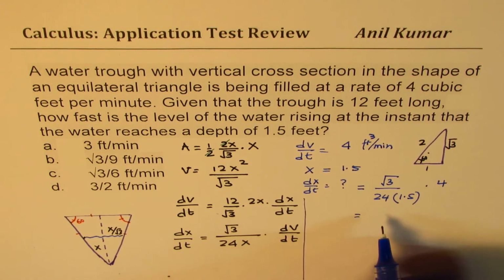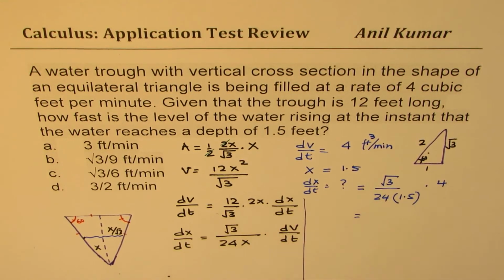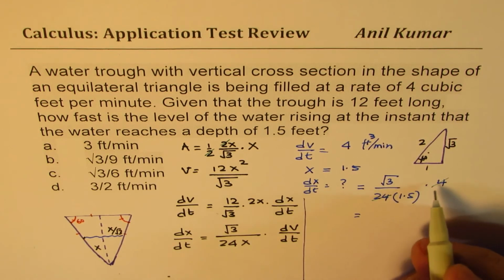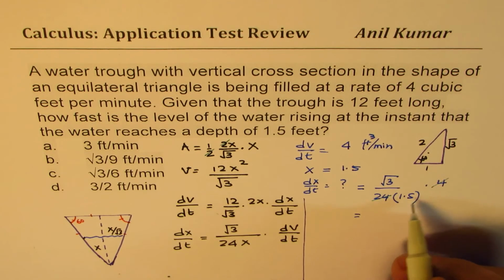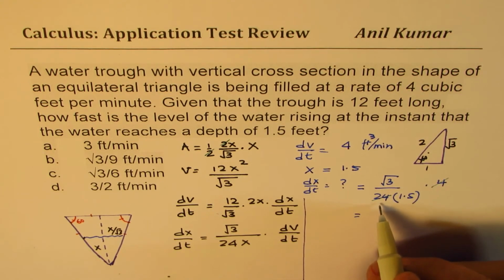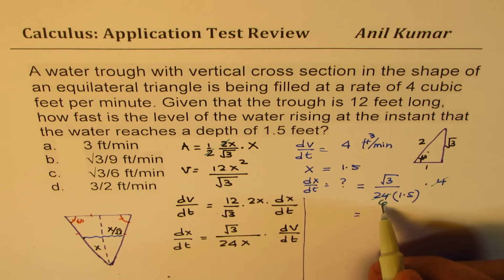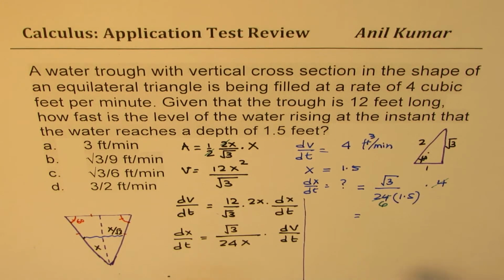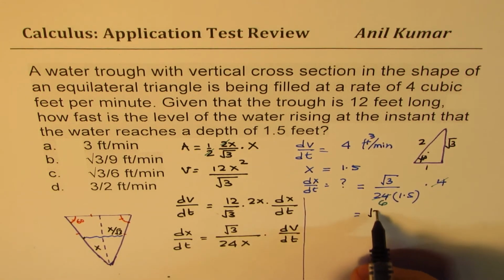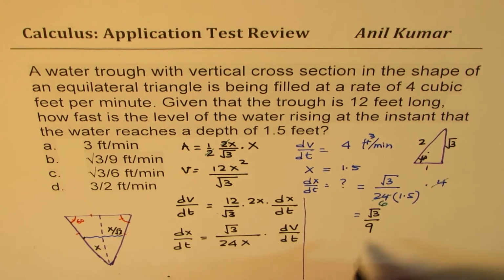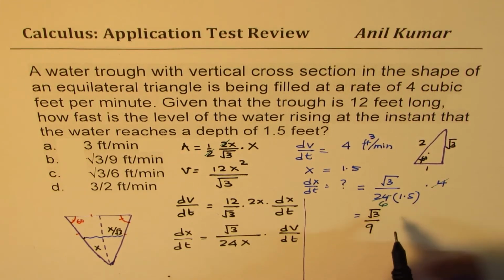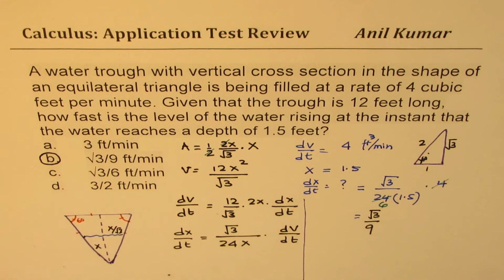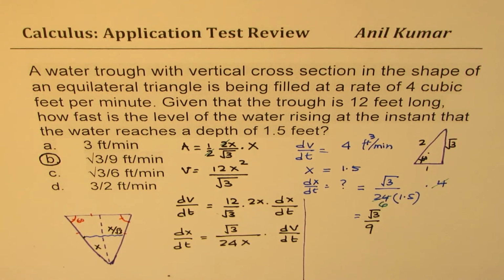Now this is equal to, we can just multiply this. So 4 times 6 is 24, and then 6 times 1.5 is 9, right? So we get square root 3 over 9. So square root 3 over 9 is our answer, which is option B. Correct? So that is how you can actually solve this question.